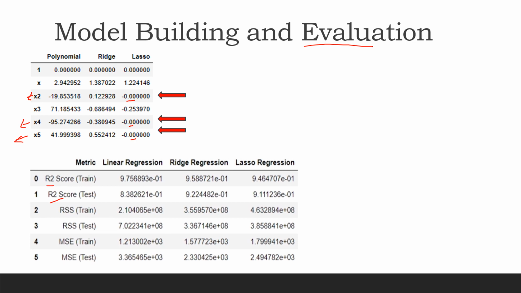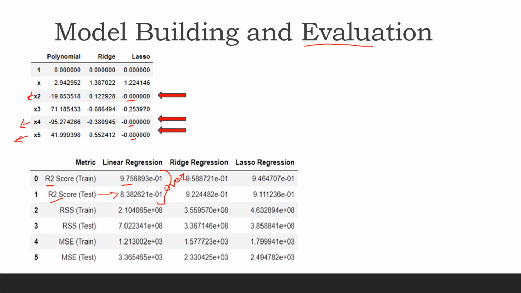We see that in simple linear regression we actually had 0.975, 97.5% of the value of R square, which in case of test data reduced to 83 from 97. So there is a huge drop, which means this was a case of overfitting.